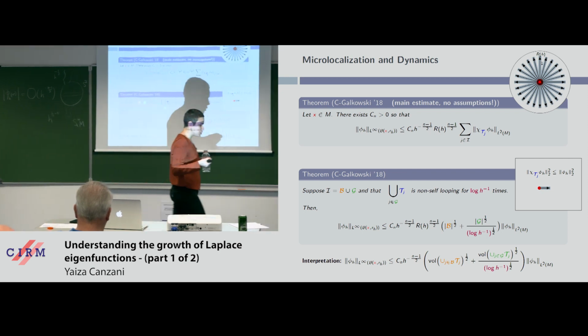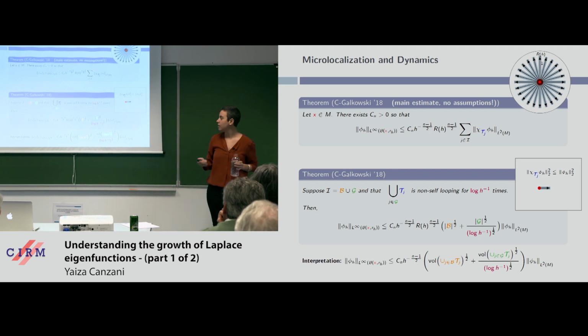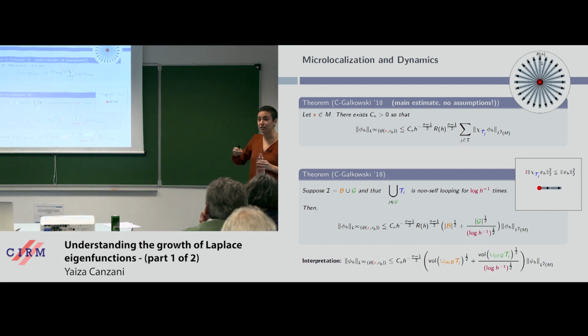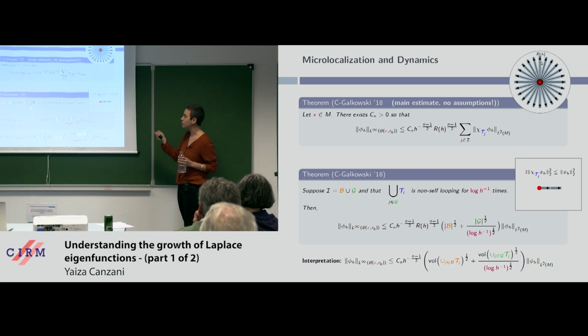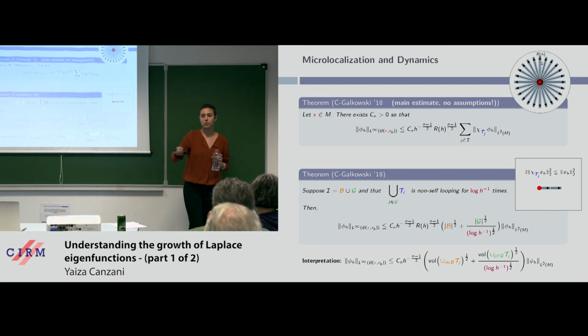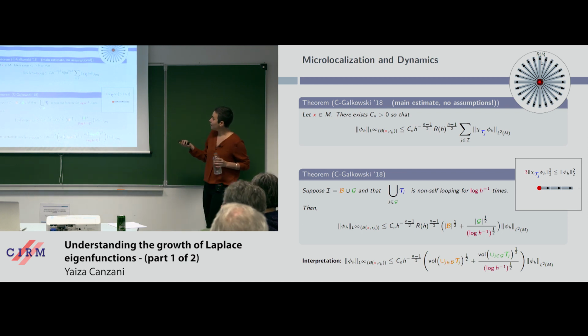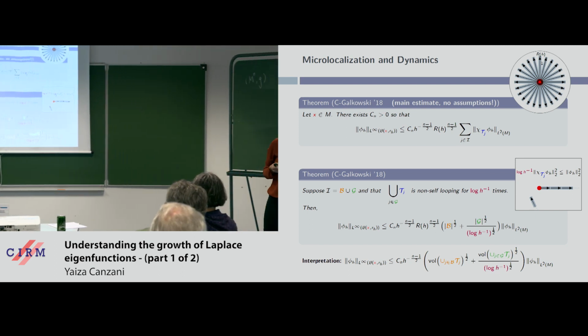So you start with a single tube. The L2 mass of your eigenfunction restricted to that tube is going to be controlled by the total L2 mass. Now this tube, you're going to propagate it once. If the tube is not self-looping for time 1, then by Egorov's theorem this mass is duplicated. So twice the mass of a single tube is controlled by the total mass. And you can keep doing this log h inverse times if you're not self-looping for log h inverse times.